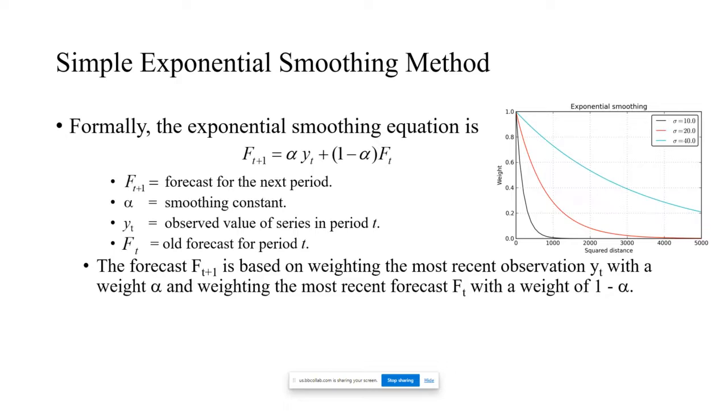The forecast, f_t+1, is based on weighting the most recent observation y_t with a weight alpha and weighting the most recent forecast f_t with a weight of 1 minus alpha. So in the equation, alpha, 1 minus alpha, they represent weights.